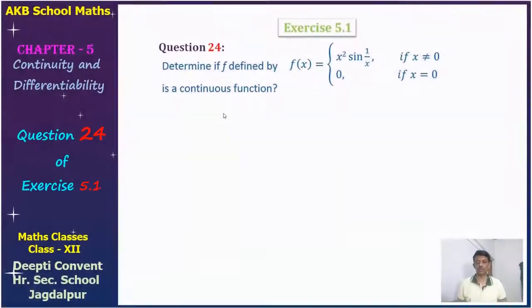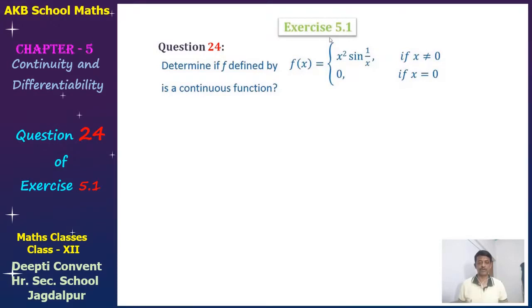Question 24 of exercise 5.1. Determine if f defined by this is a continuous function or not. We have to see whether f is continuous or not. Here for x not equal to 0, the value of the function is this, and for x equal to 0, the value of the function is this. The domain of this function is the complete set of real numbers.